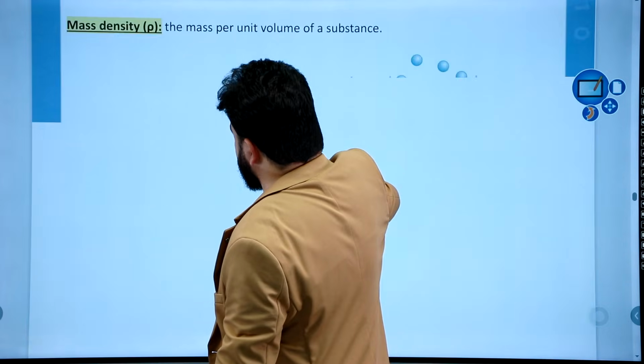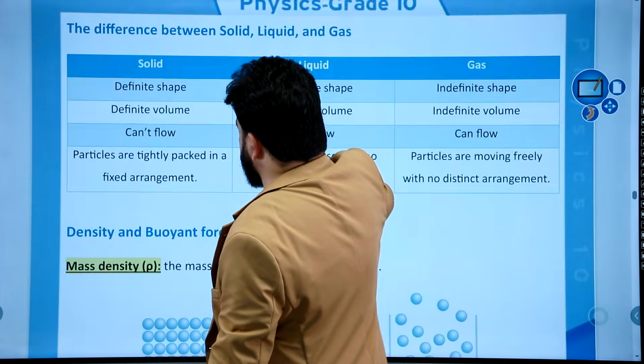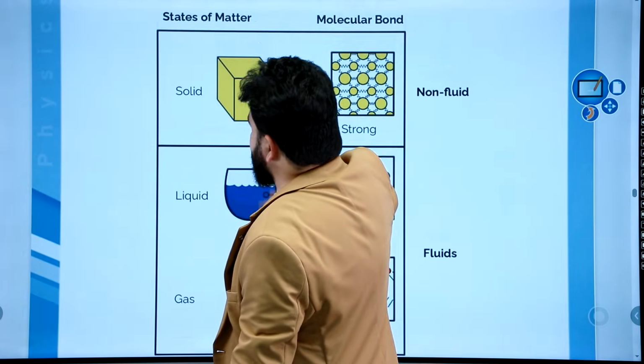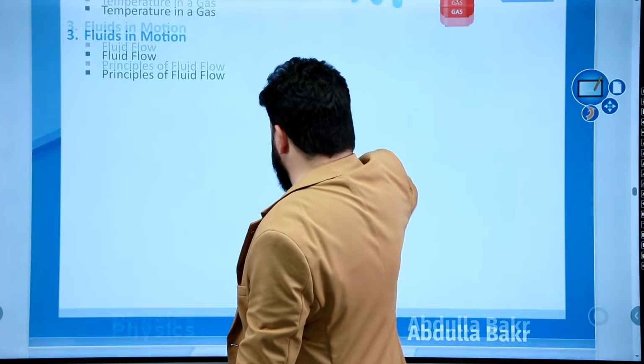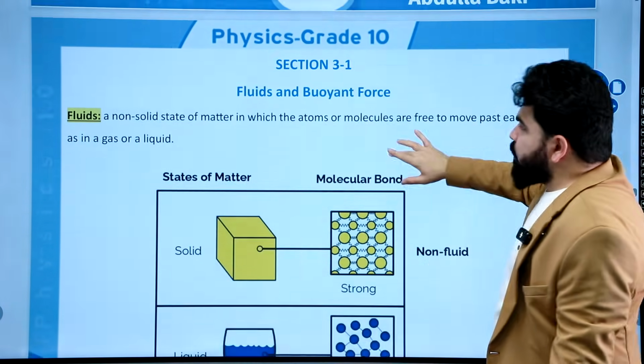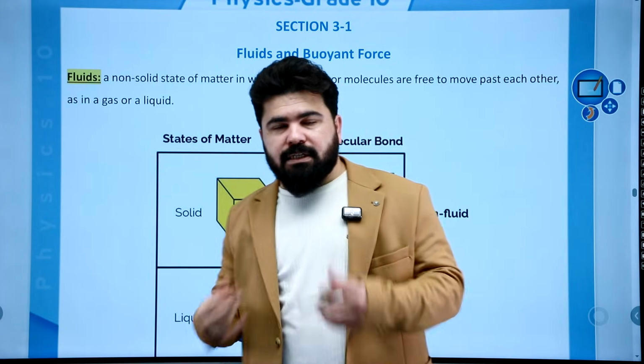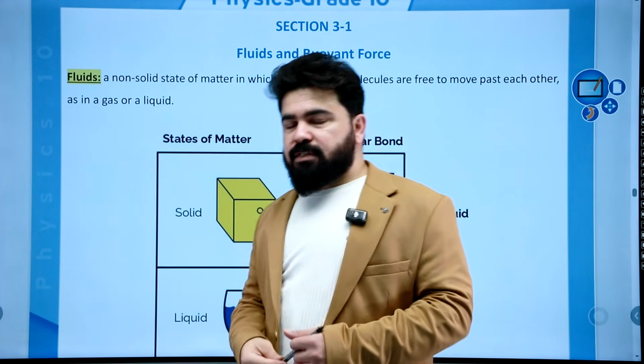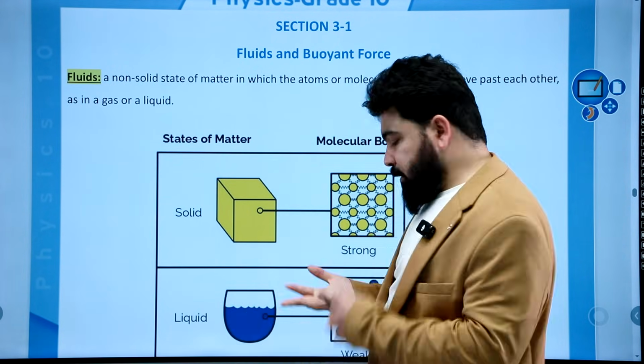Chapter 3, we have fluids, basically. Okay, so section 1, we have fluids and buoyant force. So what is a fluid? A fluid is a non-solid state. It means it's a state that is not solid. For example, liquid and gas.